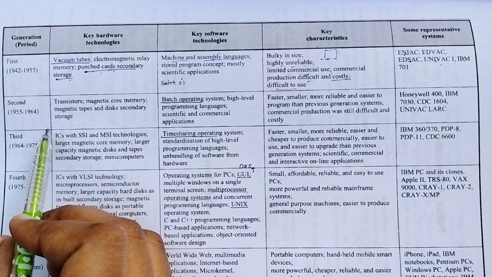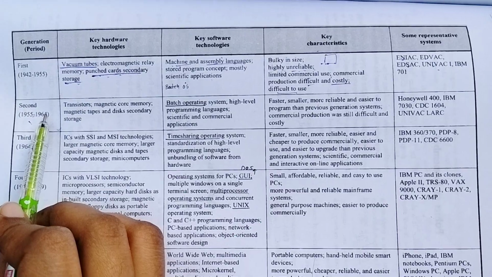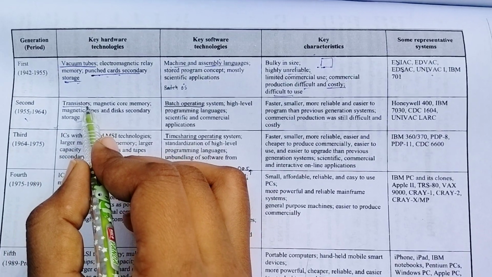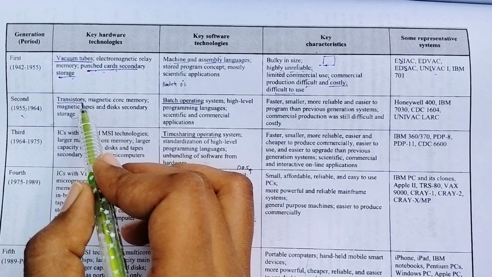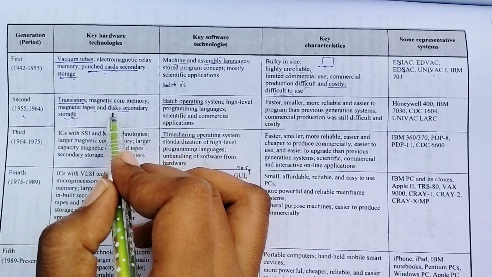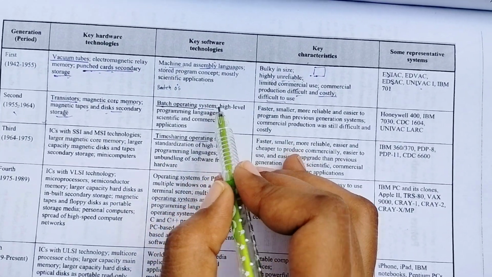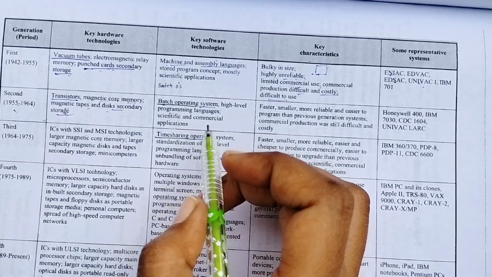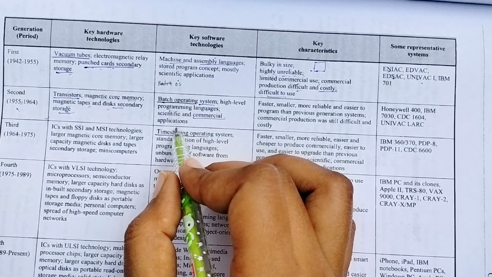Now we move to the next generation, the second generation. The second generation time period is 1955 to 1964, and here the hardware uses transistors to perform operations. Magnetic core memories are used, and magnetic tapes and disks are used as secondary storage. For software, a batch operating system is used. High level programming languages are now used, and this generation is also used for commercial applications.